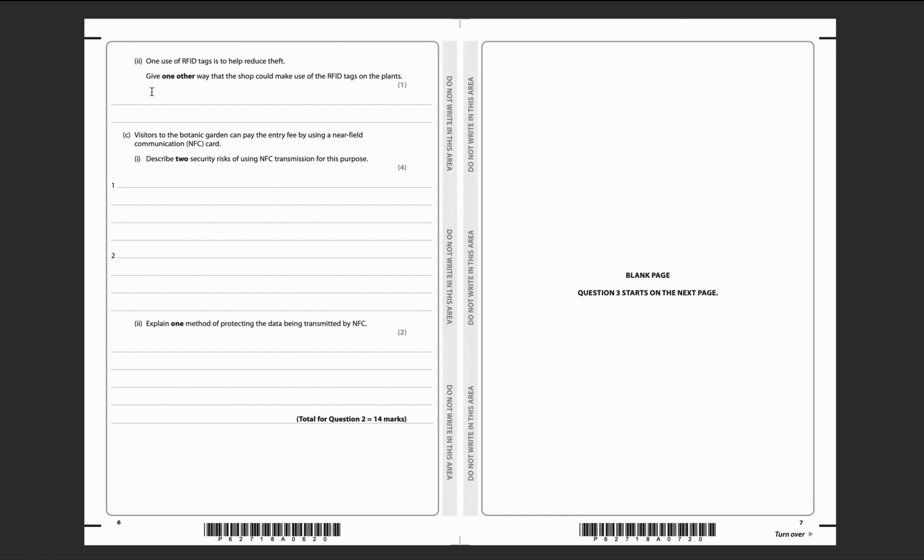That one is number 2. One use of RFID tags is to help reduce theft. Give one other way that the shop could make use of the RFID tag on the plant. What can be the other way? Obviously we can use it for selling a plant. When a reader gets a signal from a certain sender, it will show the price of a plant.